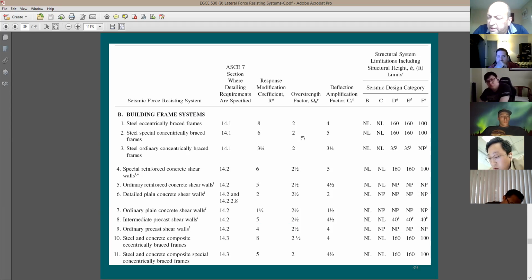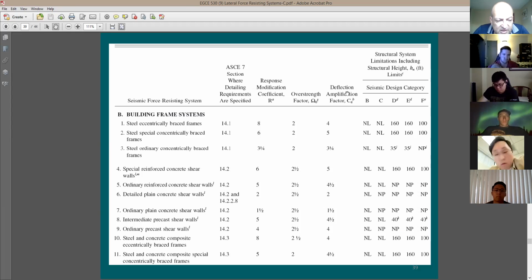I look here at this omega naught, which is the overstrength. I don't really need to address it now. Then the deflection amplification factor, which is kind of the same thing that we have discussed about the ductility factor. And then based on the seismic design category, it says here the height limit. This is 160, and this is going to be no limit. NL is no limit, 160 feet, 160 feet, 35 feet, right? No limit. NP means not permitted. You cannot really do it.